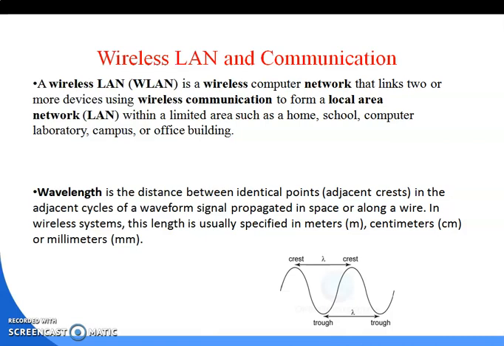So in the wavelength, what do you mean by wavelength? Wavelength is the distance between identical points, that means between the adjacent crests in the adjacent cycles of a waveform signal propagated in space or along a wire. In wireless systems, this length is usually specified in meters, centimeters or millimeters. Now the question is, what is the wavelength? Wavelength means the distance between two crests or the distance between two troughs, right? That is known as the wavelength.